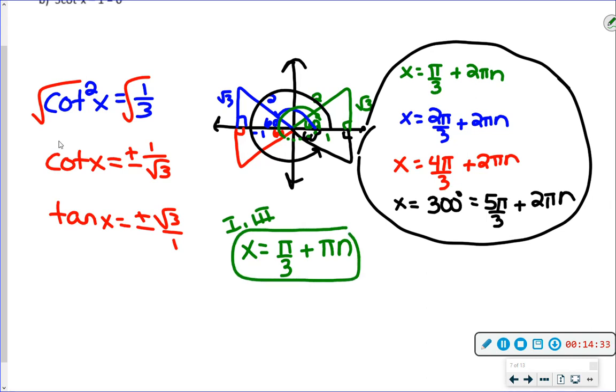Now, of course, I need the quadrants 2 and 4. Okay, so I take my answer in 2. I'm not going to reinvent the wheel. I'm just going to copy it. But instead of adding a full circle to come all the way around, I'm going to do a half circle.